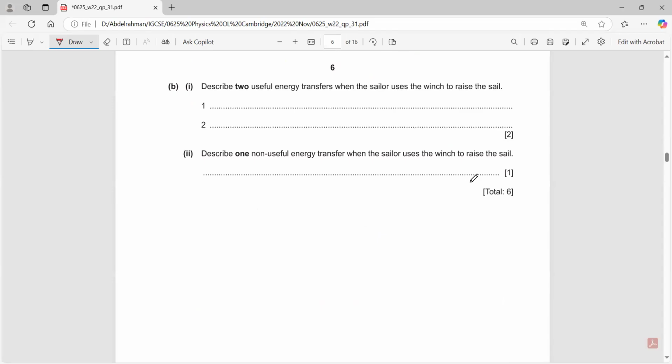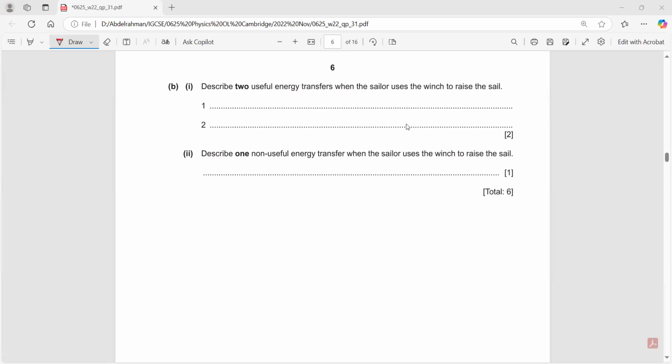Describe two useful energy transfers when the sailor uses a winch to raise the sail. Two energy transfers. You need from one type of energy to another type of energy. First of all, if you think about the sailor himself, not gravitational to kinetic. You can say kinetic to gravitational.